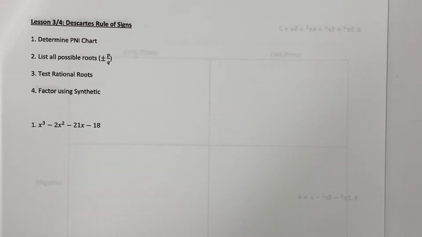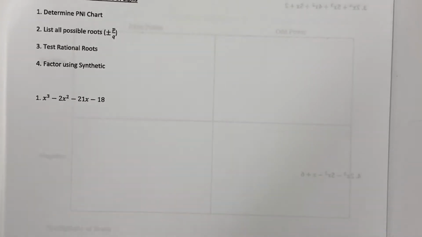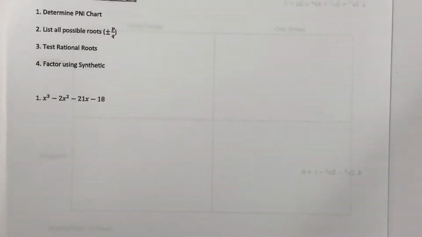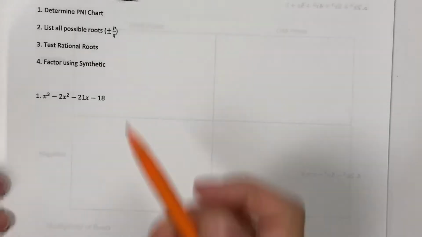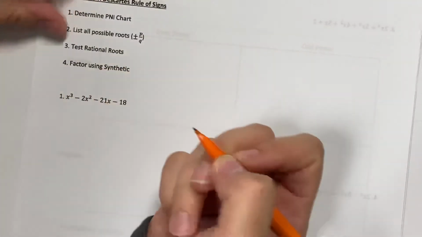Okay, in the last class, we did P and I and listing all the possible roots, the P over Q. Today, we're gonna learn the last few steps in this process of factoring, but I am gonna go ahead and review P and I and listing the roots for those of us who are a little lost. So you should already have P and I and all the roots already written down, but again, I'm gonna review them one more time. So step one is to do your P and I chart.